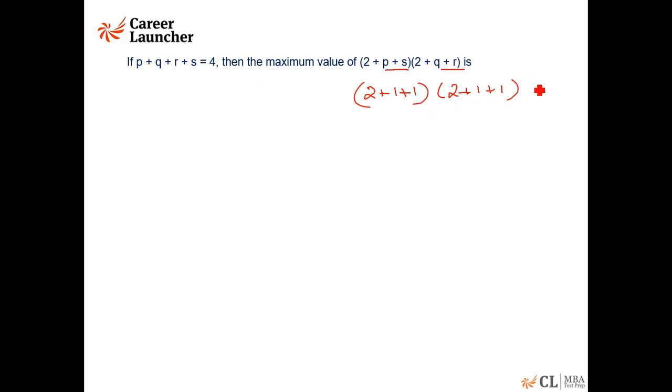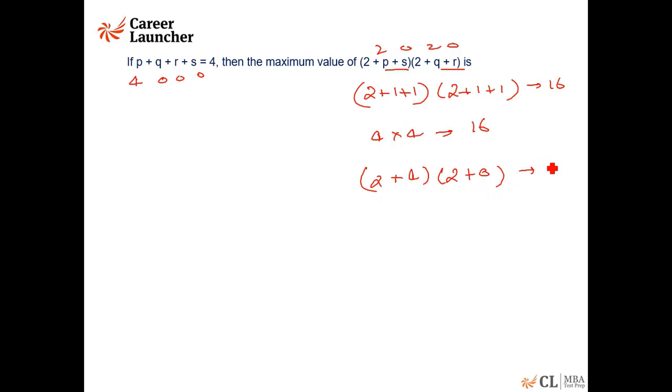4 into 4, 16. What if you do 2, 0, 2, 0? This will also give you 4 into 4, 16. Can you do 4, 0, 0, 0? No, you should not do it. If you do 4, 0, 0, 0, okay, what you should not do, but what's the answer you get? Even there you will get 2 plus 4 into 2 plus 0, isn't it? So you will get 6 into 2, 12.